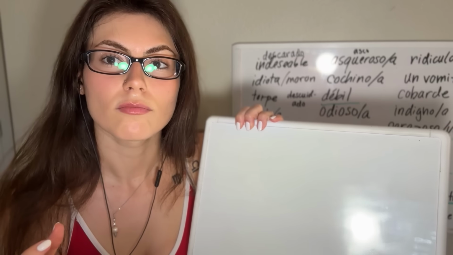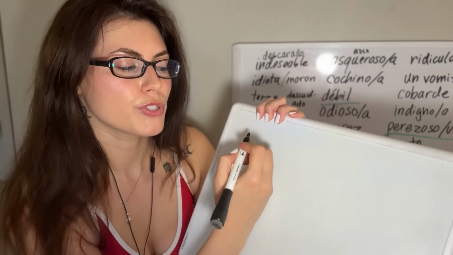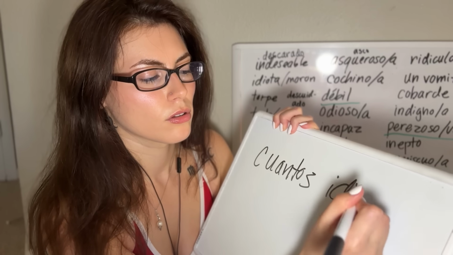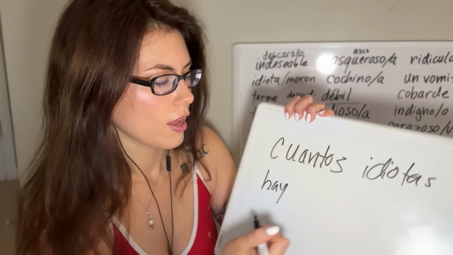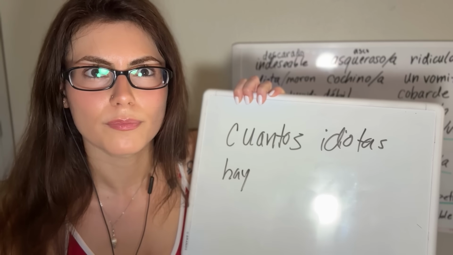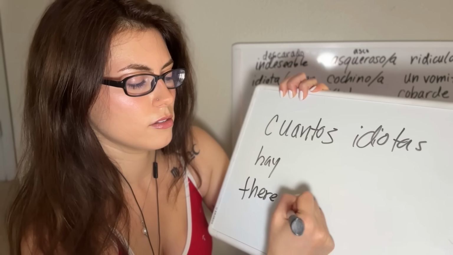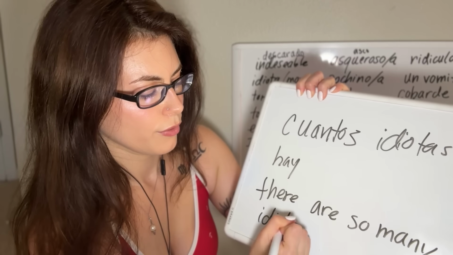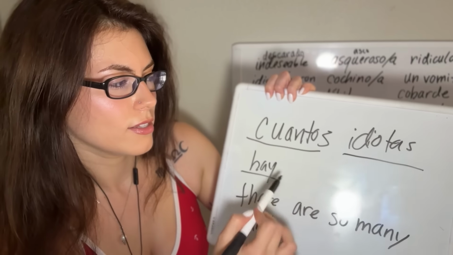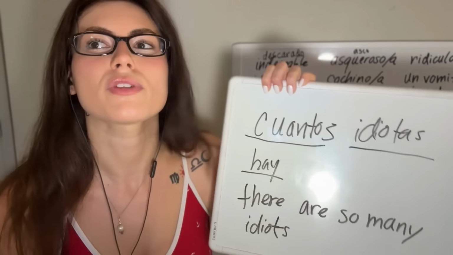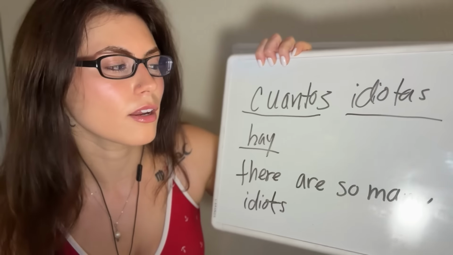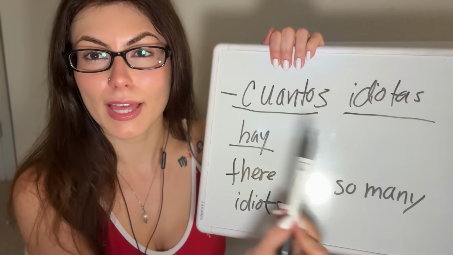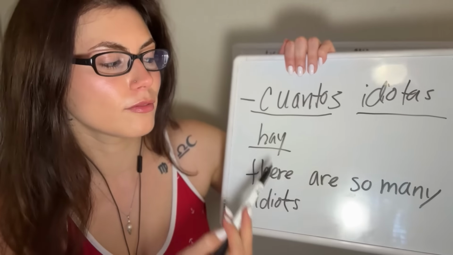With the way that we form sentences in Spanish, we could say ¿Cuántos idiotas hay? It's almost the same thing as saying there are so many idiots. So even though the direct translation is how many idiots are there, and it's structured like a question in English, in Spanish when we say something like this it's technically a way of saying there are so many of a certain thing.